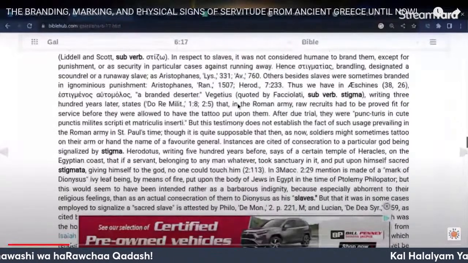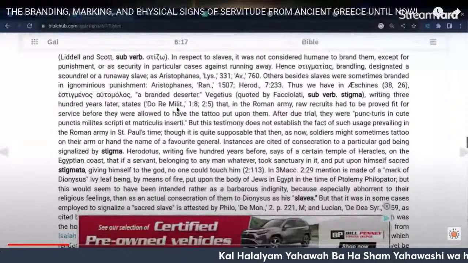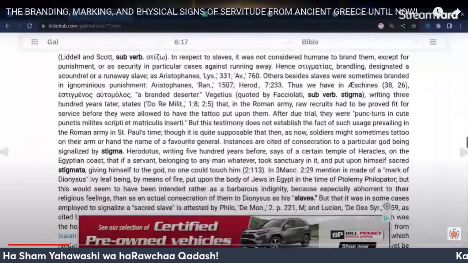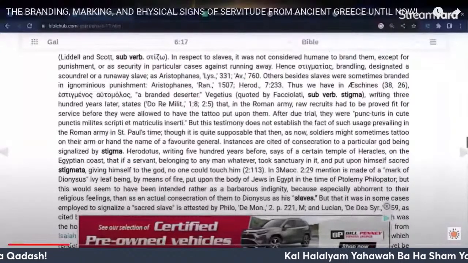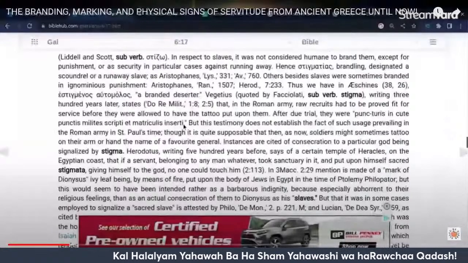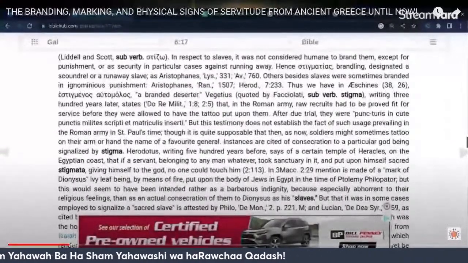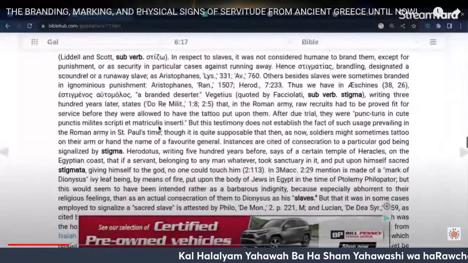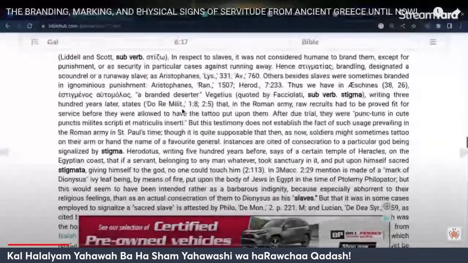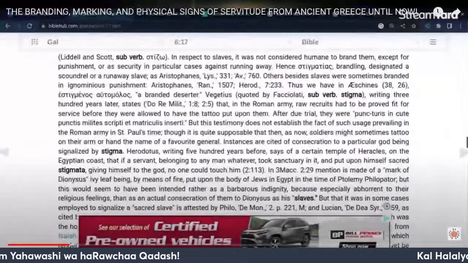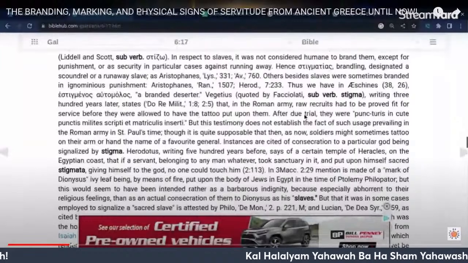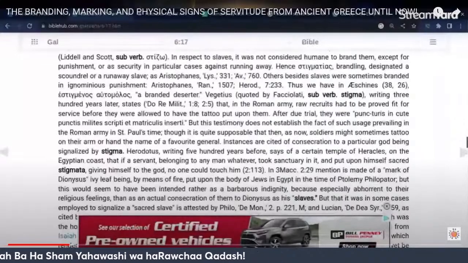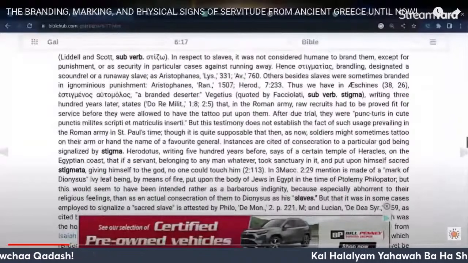This is ancient world scenarios. It says in the Roman army, raw recruits had to be proved fit for service before they were allowed to have the tattoo put upon them. After the trial, they were punctus militis scripti et matriculus inserti. All right, you gotta look that one up. But you can see basically it means puncture, military, writing, matriculus, I forget that, inserti, insert. So they were punctured and written on. That tattoo was inserted on them after the trial to see if they were worthy. It says, but this testimony does not establish the fact of such usage prevailing in the Roman army in St. Paul's time, though it is quite supposable that then, as now, soldiers might sometimes tattoo on their arm and hand the name of our favorite general.